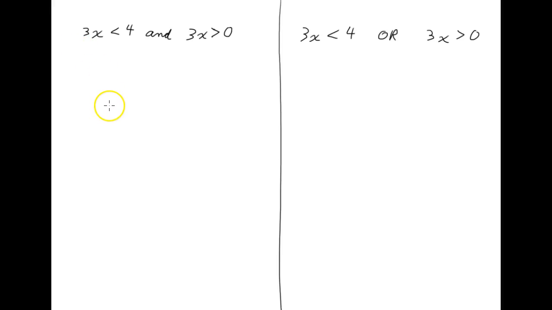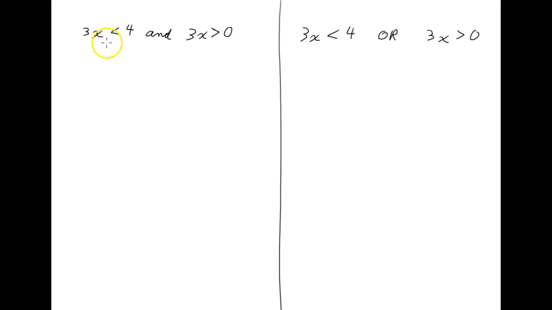In this video, we'll talk about some compound inequalities. The first one is 3x is less than 4 and 3x is greater than 0. So we're looking for a solution set, a set of numbers that satisfies both inequalities. It has to be true for this and for this.